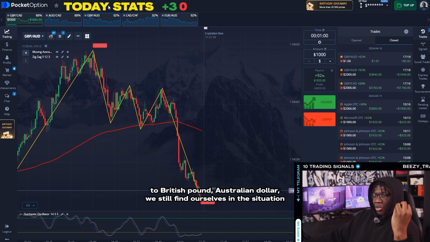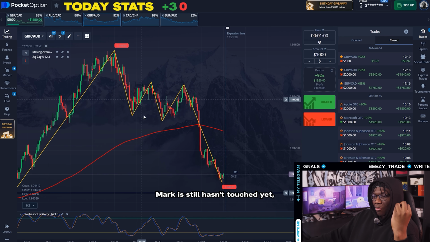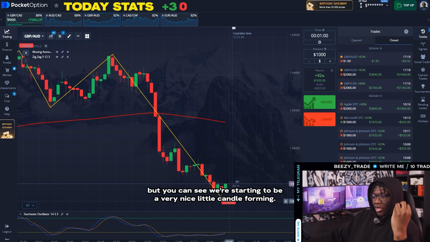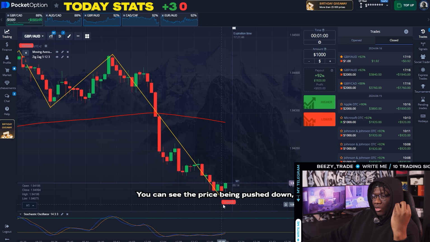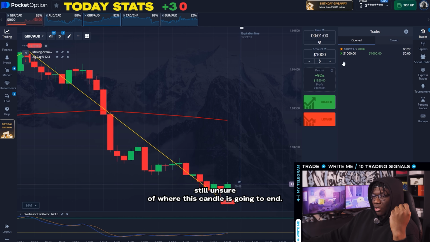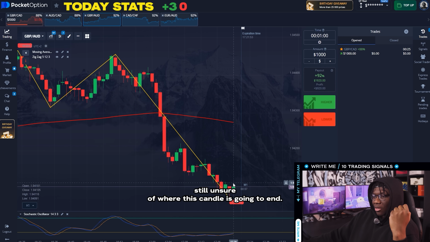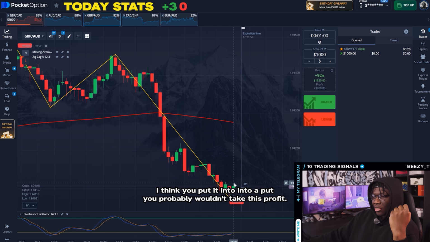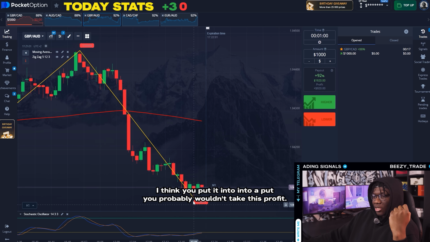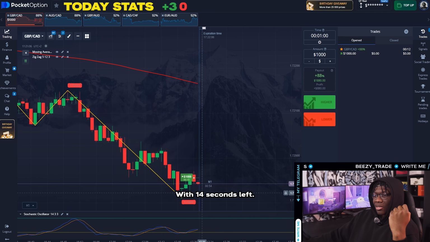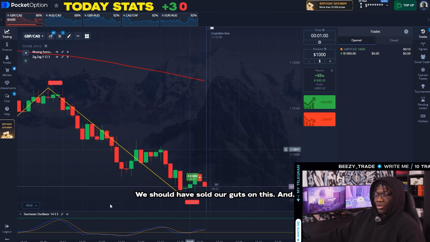And when we go back to British pound, Australian dollar, we still find ourselves in a situation. The market still hasn't touched yet, but you can see what's starting to be a very nice little candle forming. You can see the price being pushed down, but we're still unsure of where this candle is going to end. That would have been a great point to enter around that 8-second mark. I think if we would have entered into a put, we probably would have taken this profit. Our trade is out of the money with 14 seconds left. We should have followed our guts on this.